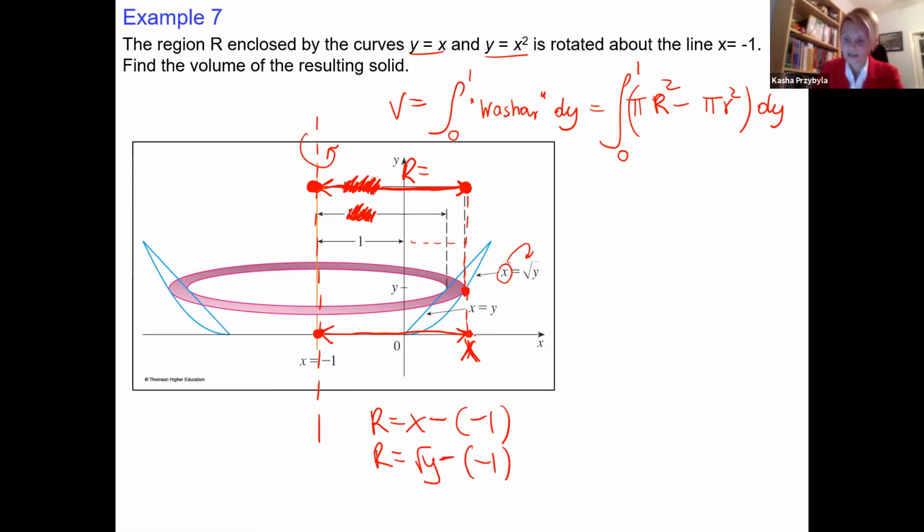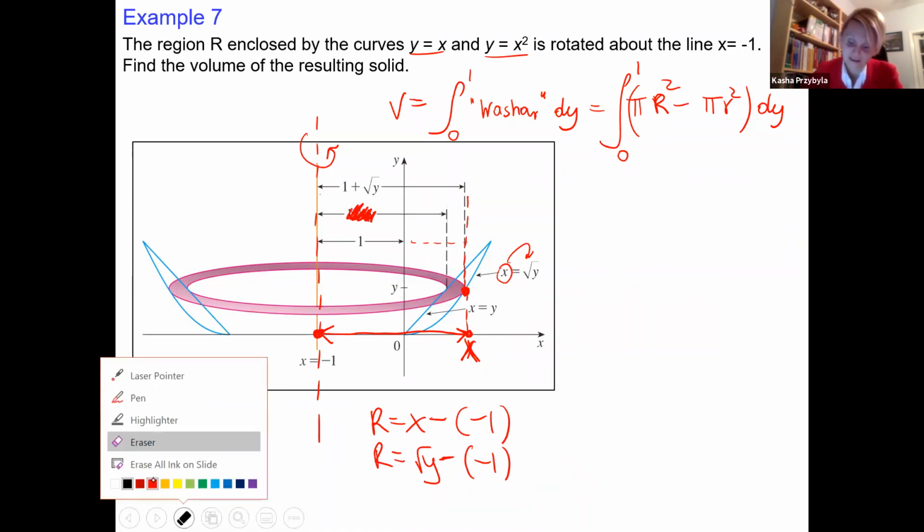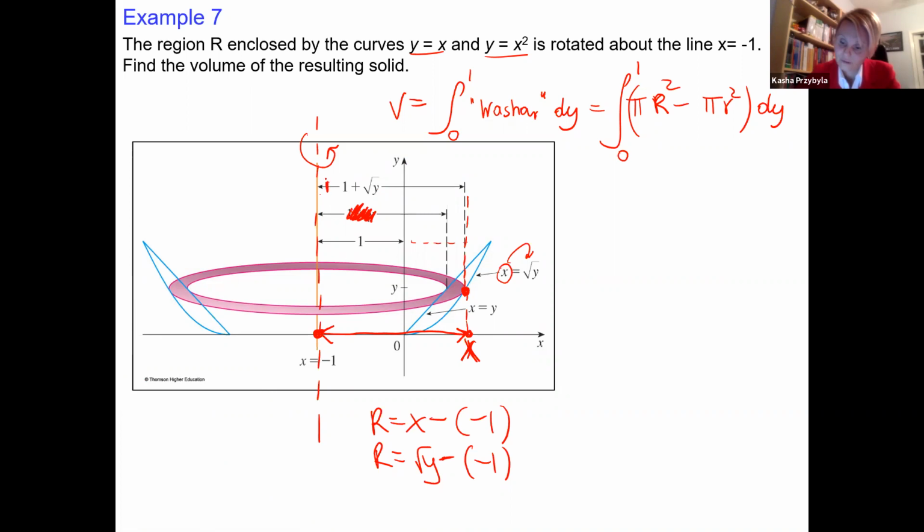Okay, so we can see x minus -1, but that x in terms of y is square root of y. Okay, that means that's correct. Let me uncover this. Perfect. And who can give me the small radius, the inner radius?